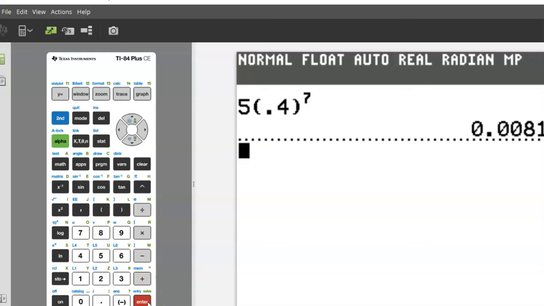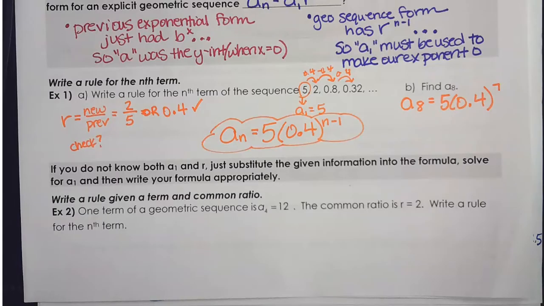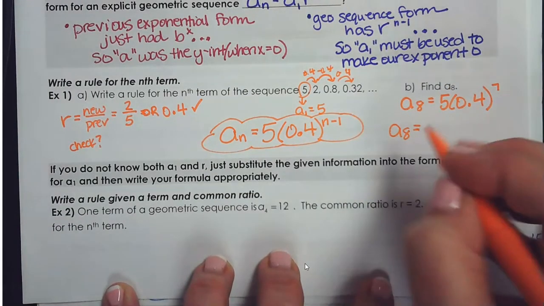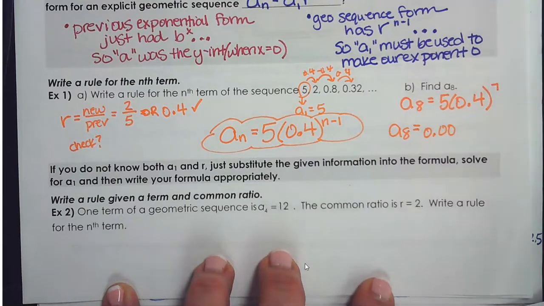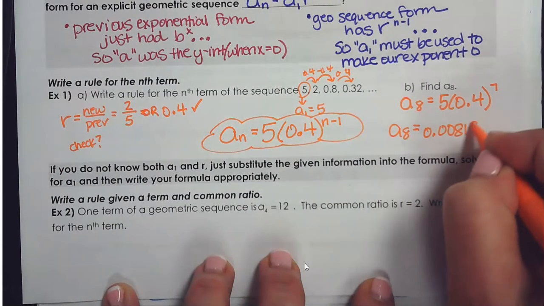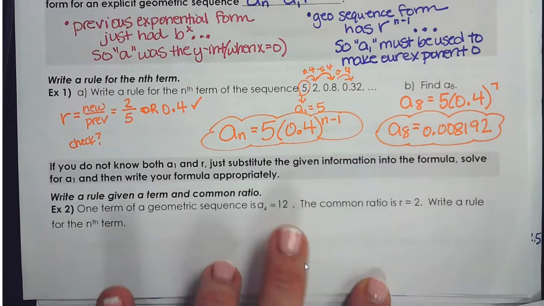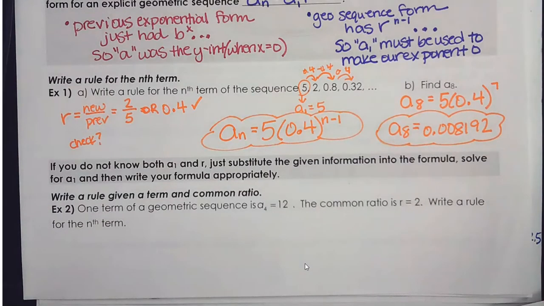All right. And so we get this value that a sub 8 equals 0.008192. You guys have that? This is a place where it's not really appropriate to round. Okay, so we're going to want to say a sub 8 equals 0.008192. Unless it asks you to round, give that exact answer, please.